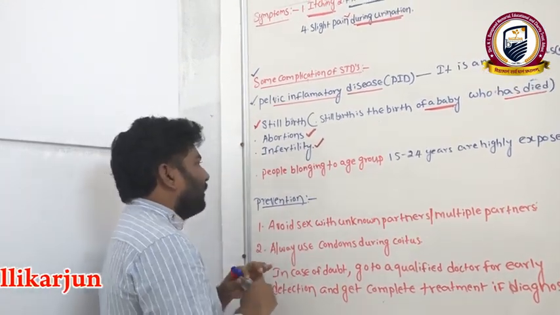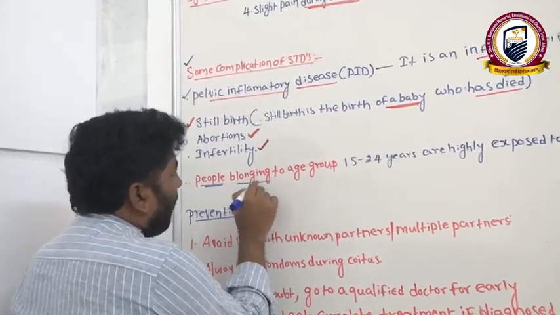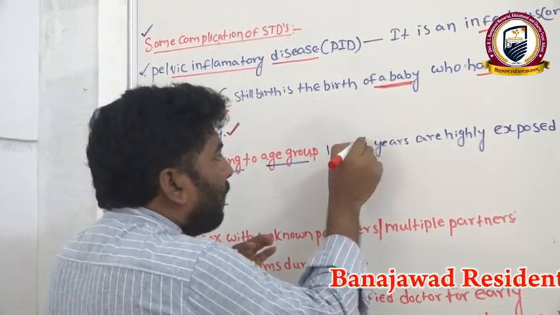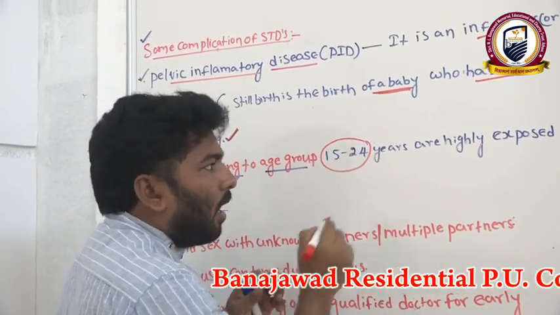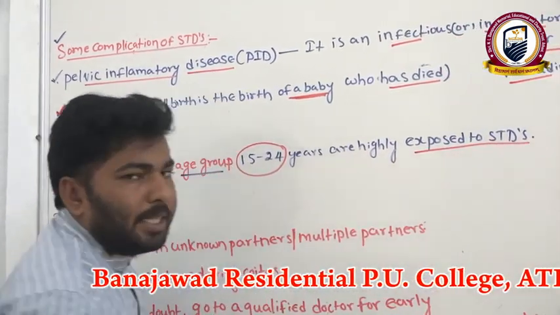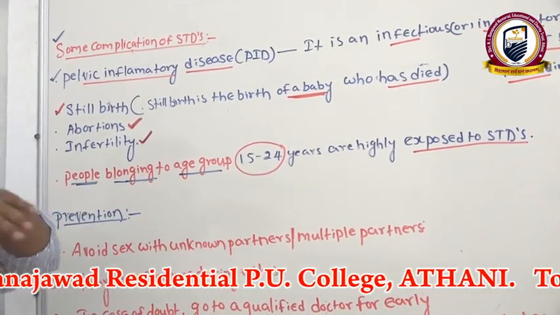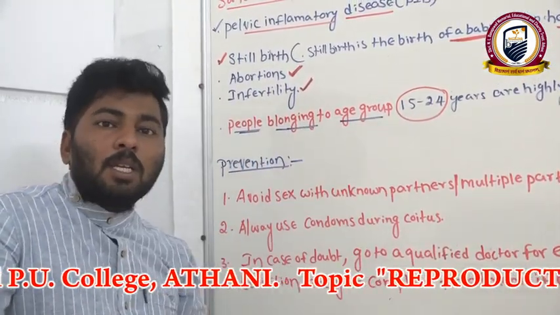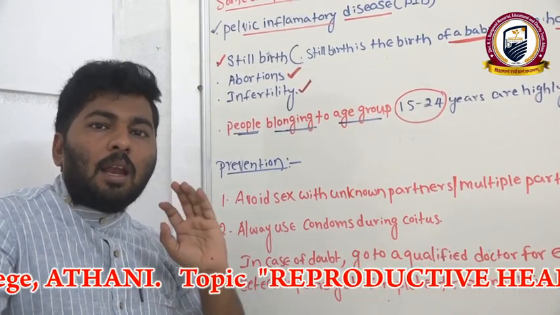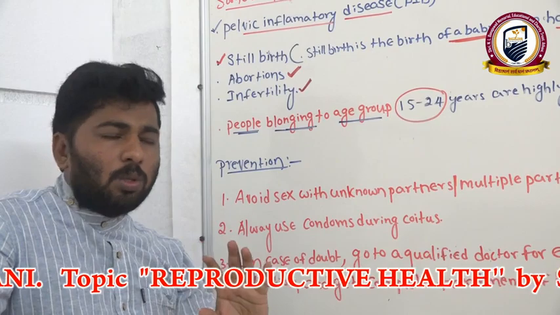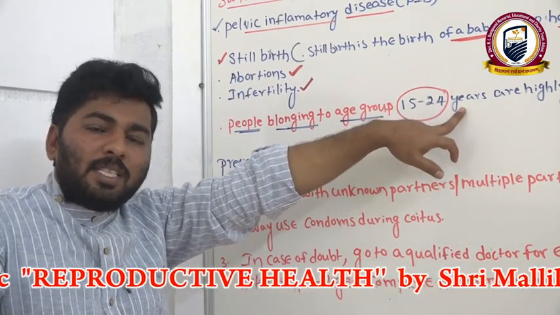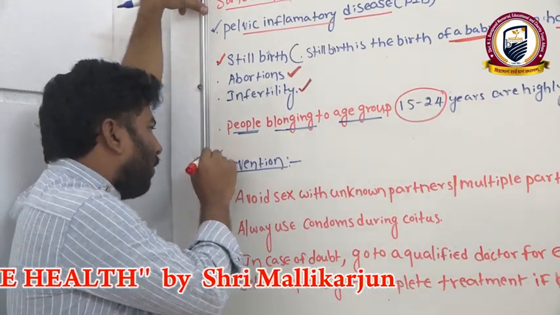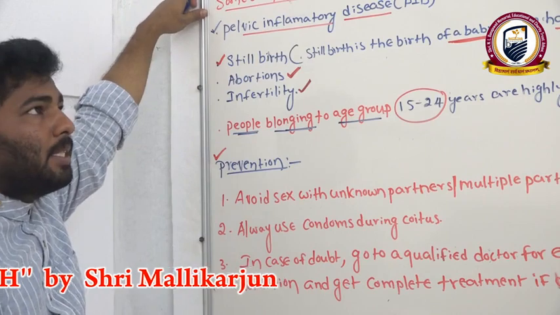Okay, now the next one. People belonging to the age group mainly 15 to 24 years are highly exposed to STDs. The reason I told you problems related to reproductive health is that this is also a major problem, because lack of awareness or lack of sex education in schools mainly causes this problem, that is STDs.